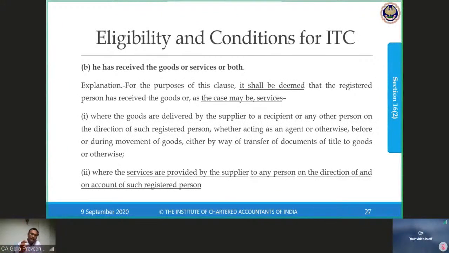Now, before or during the movement of goods. So, these goods are handed over before the movement or after the movement. How? Either by way of transfer of documents of title to the goods or otherwise. So, if you have transferred the title, if you have made a bill to ship to model, it is also accepted. Before even receiving the goods in the state of Tamil Nadu at Chennai, if I instruct my supplier to deliver the goods in Indore, for the purpose of this provision, it is saying accepted, it is received by you. This is one provision.